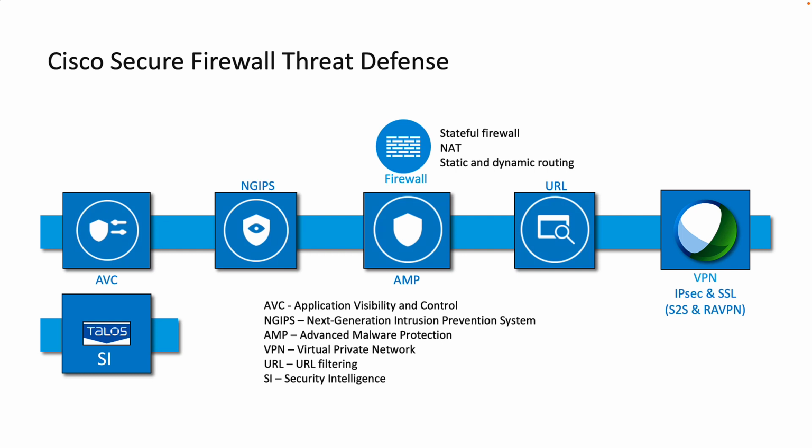Now, coming back to the Threat Defense Firewall or Cisco Secure Firewall Threat Defense, this virtual appliance will provide you stateful firewalling capability, application visibility and control, NG-IPS, advanced malware protection, URL filtering, and you can use this appliance for VPN functionality as well, such as RA VPN or site-to-site VPN. And for the security intelligence, we get our feeds from Talos.